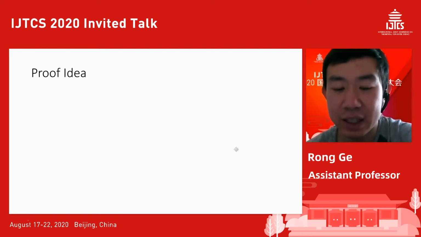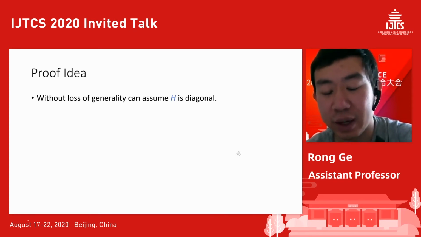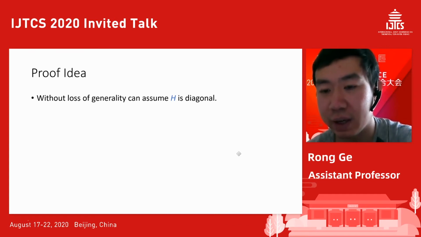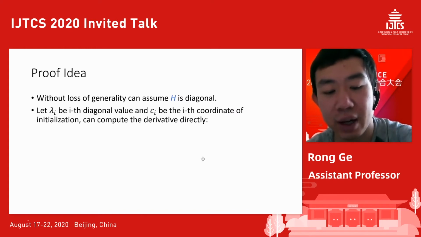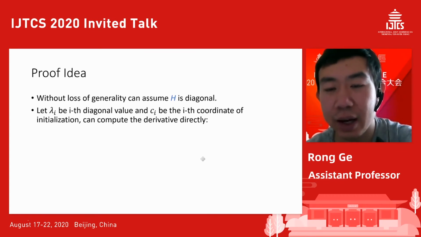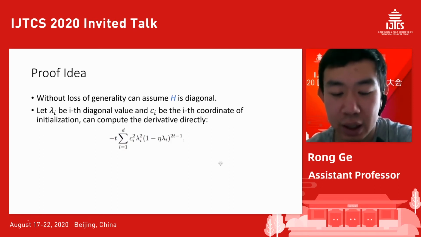This is actually fairly easy to prove because we have a quadratic objective. Without loss of generality, we can assume this matrix in the quadratic objective is diagonal because you can always rotate things, and gradient descent is invariant to rotation. If you let lambda_i be the ith diagonal value of H and c_i be the ith coordinate of your initialization, you can actually compute the meta gradient directly. And here is the formula for computing the meta gradient.